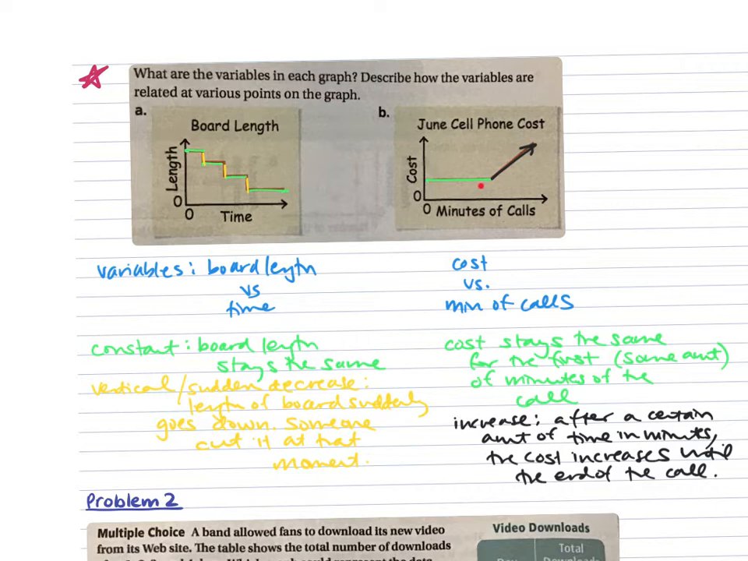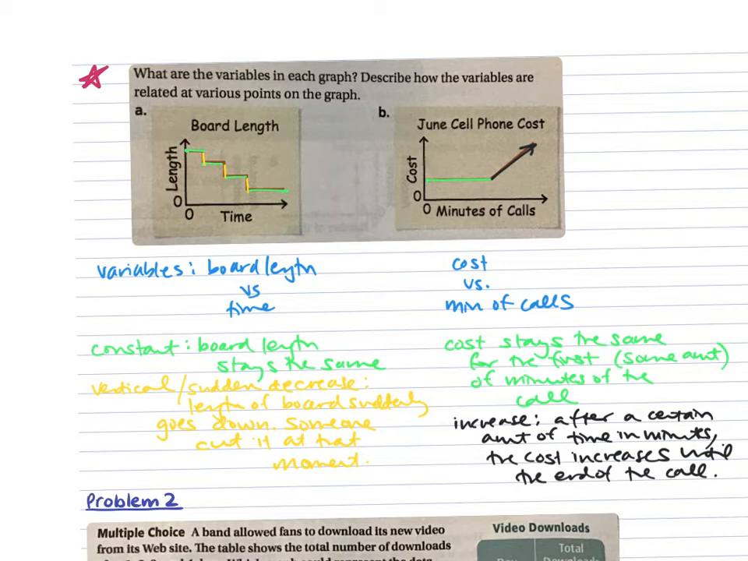So perhaps this cell phone plan is $30 for the first 60 minutes in that month. And then once you hit 60 minutes, you start paying per minute and it goes up. Maybe it's like 20 cents a minute. So here is where it changes. The cost stays constant for the month, and then it starts to increase, until the end of the month, because this is a monthly plan. Okay, so that's how we're going to start thinking about these.